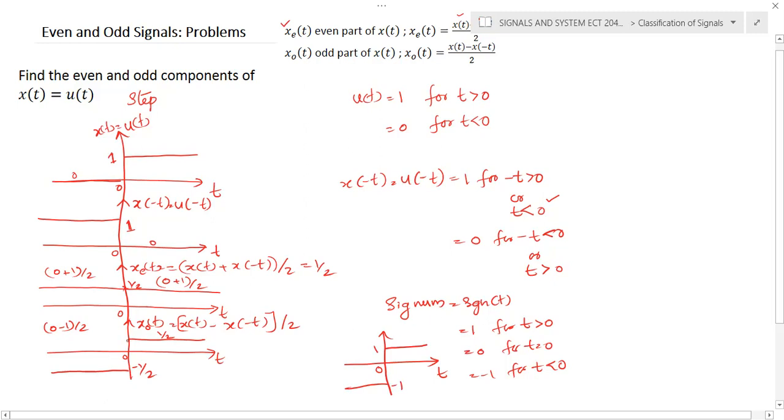And if you compare this particular equation, the only difference is that the amplitude is 1 by 2 here. So we can simply write 1 by 2 signum of t. Okay, so this is the odd component, and the even component is simply 1 by 2. Irrespective of the value of t, it is always 1 by 2. But in the case of the step signal, the odd component is 1 by 2 sgn t. And if you add xe of t plus xo of t, you will get the signal u of t. Okay.